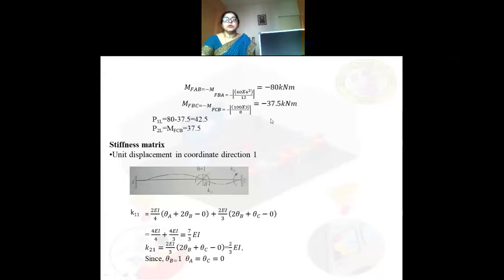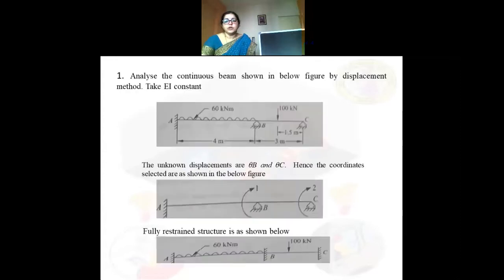Okay. So now what is it that we are going to find out? What are the forces that we got due to this at coordinate 1 and coordinate 2? Coordinate 1 is where? At support B. Where is coordinate 2? It is at support C. So B is connected to span BA and it is connected to span BC.